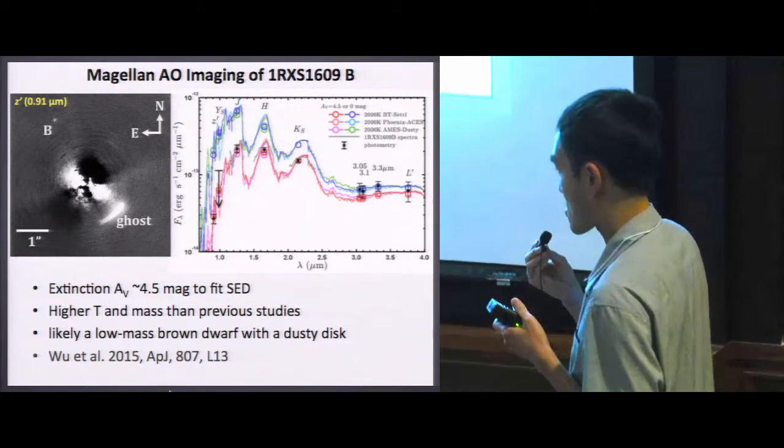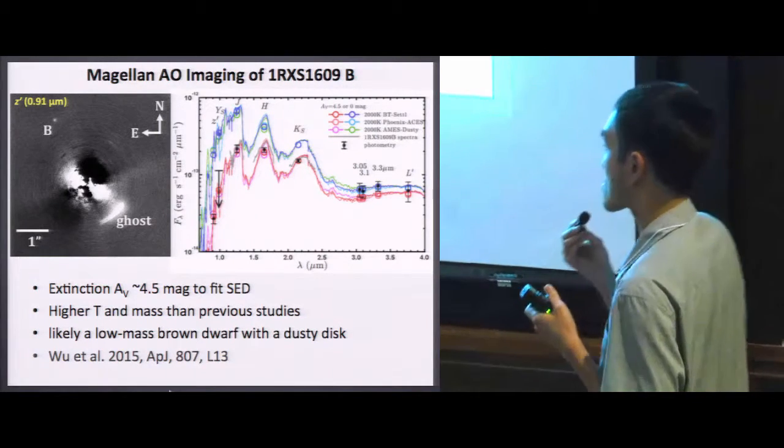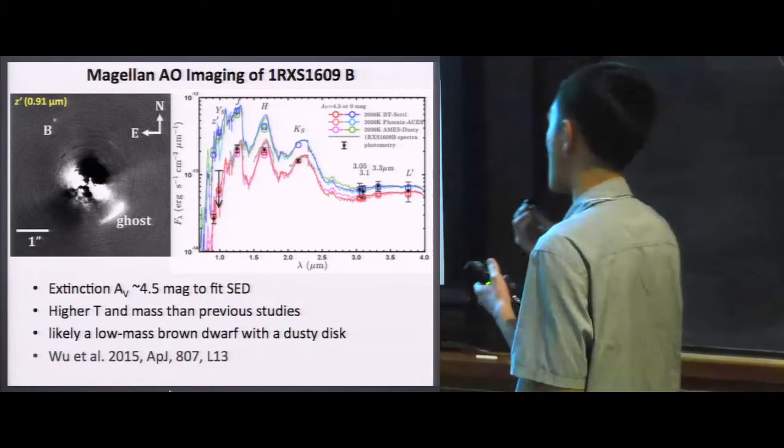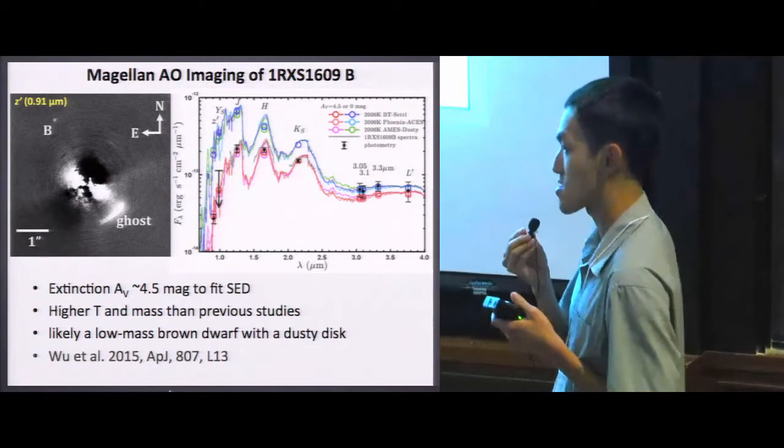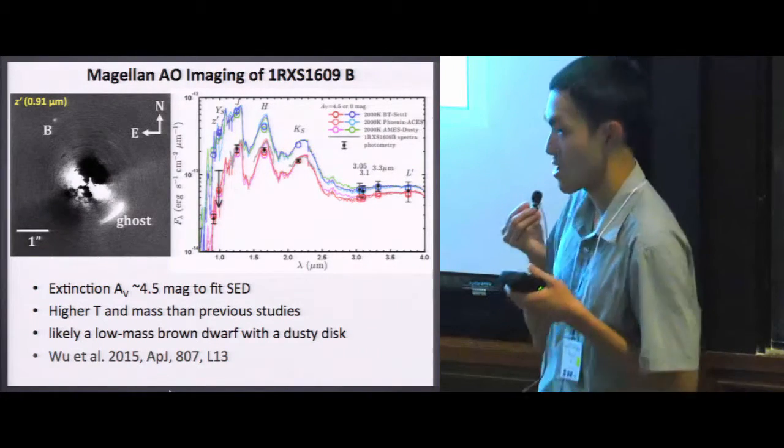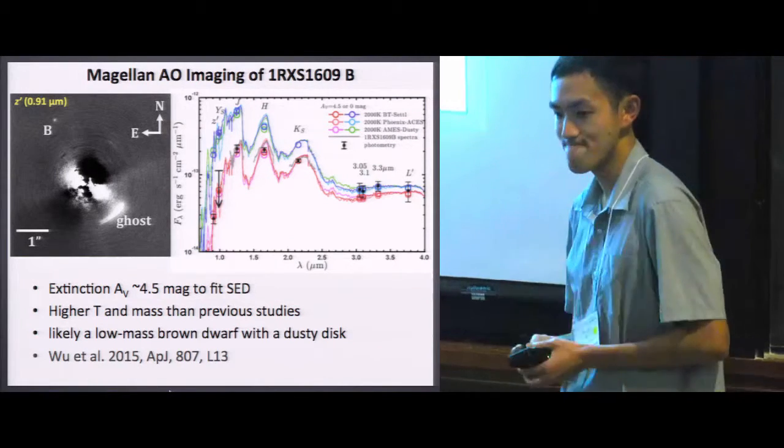So we derive a mass of about 12 to 15 Jupiter masses. The interpretation is the companion might be a low mass brown dwarf surrounded by a dusty disk. And more information can be found in the paper. Thank you.